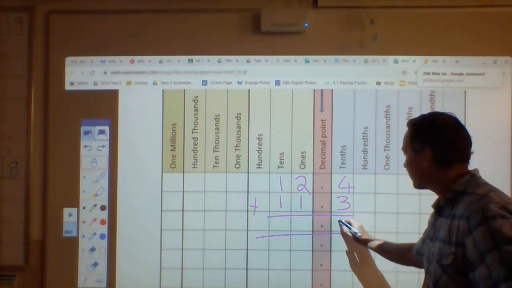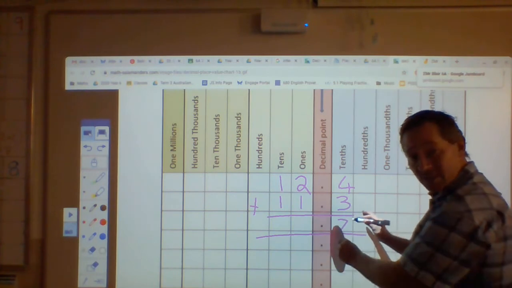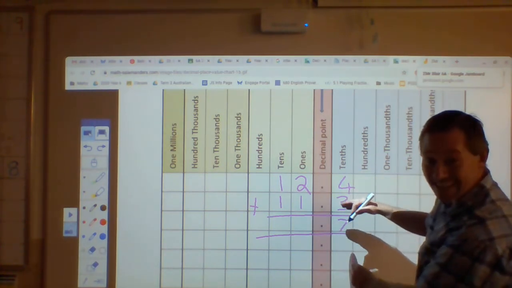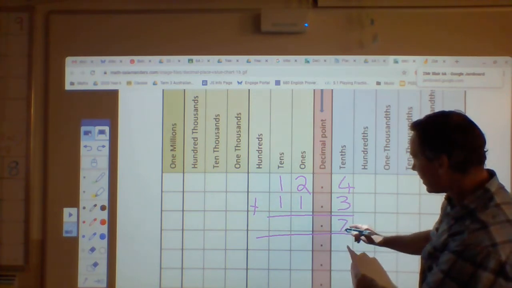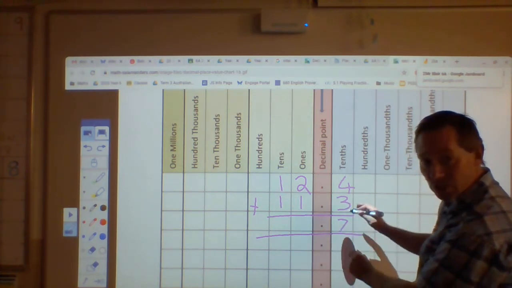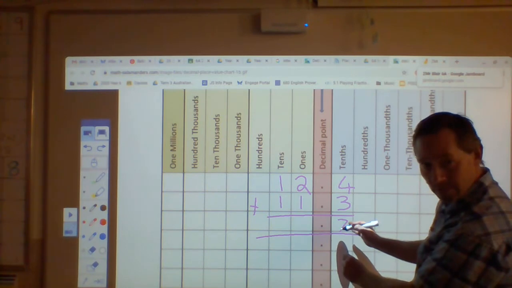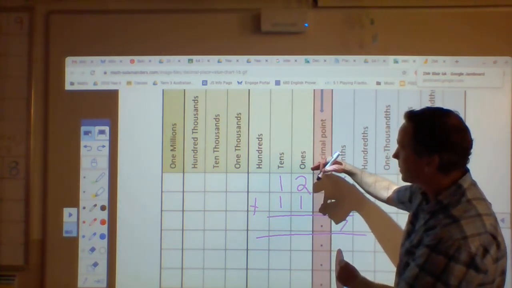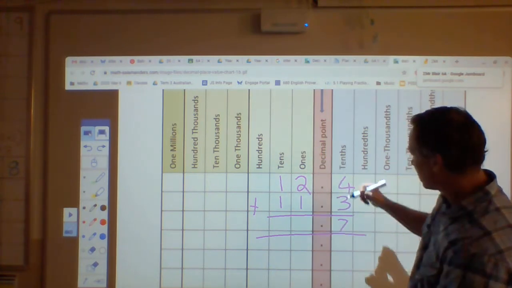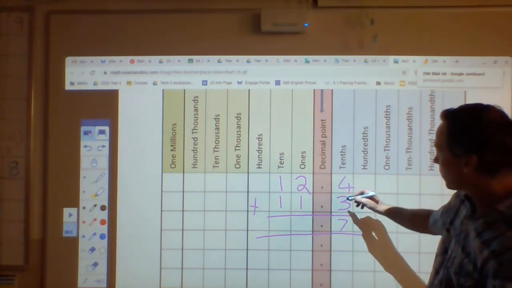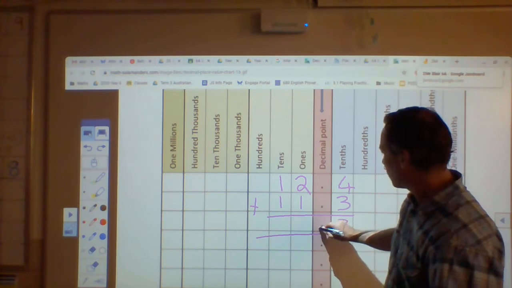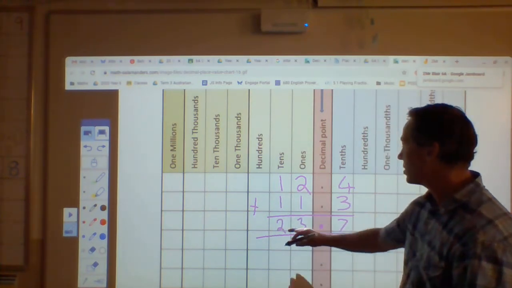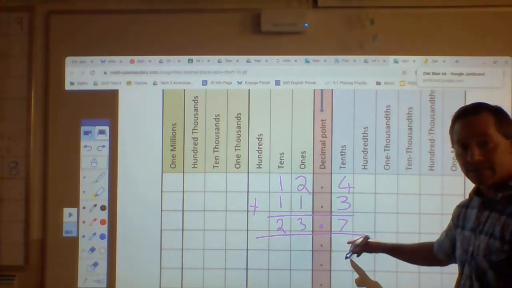4 plus 3, 7. It's one digit. So if this happened to be a 4 plus 7, it would equal 11. I can't put two digits in one place value. If that was 11, I have to bring one over here and add it to this one. But in this case it's fine. 4 plus 3 is 7. Decimal point. 2 plus 1 is 3. 1 plus 1 is 2.